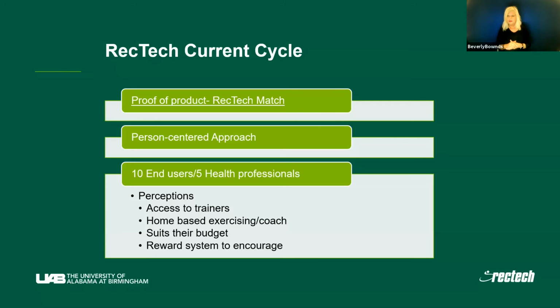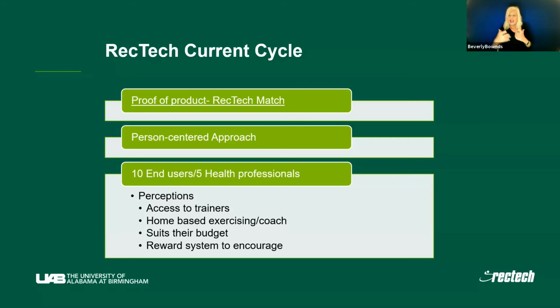So in the current cycle of RECTech, there were a lot of things learned. Number one, as I said, the technology was obsolete, and it took us a lot of resources, students to go into each and every facility and collect details in depth. So now in this cycle of RECTech, we are in the process of developing a proof of product, and we name it RECTech Match.